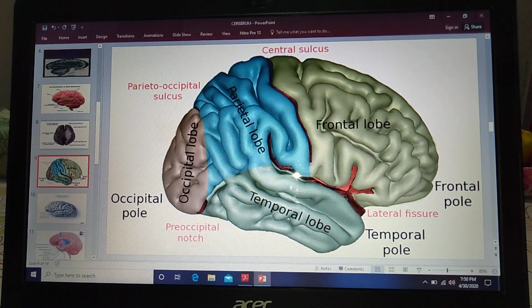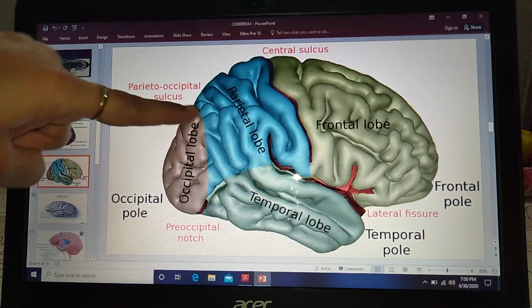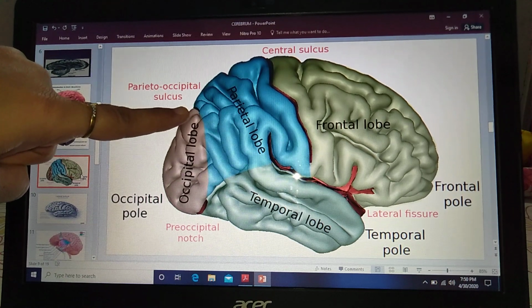Next is the parieto-occipital sulcus. It is a sulcus of the medial surface. Actually, you cannot see it here on the superolateral surface, but you can see a part of it, right? You can see here the parieto-occipital sulcus. Its upper end cuts off the superomedial border about 5 centimeters in front of the occipital pole, right? So here you can see the parieto-occipital sulcus.